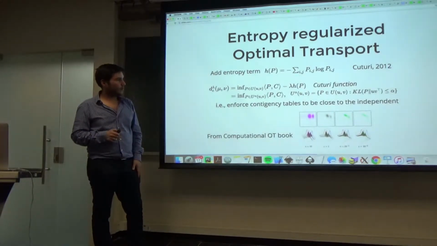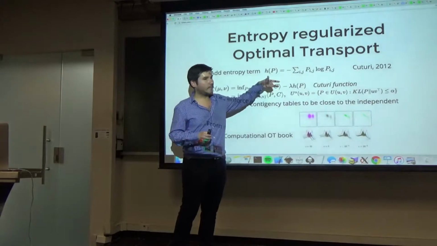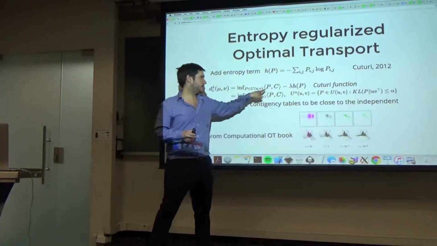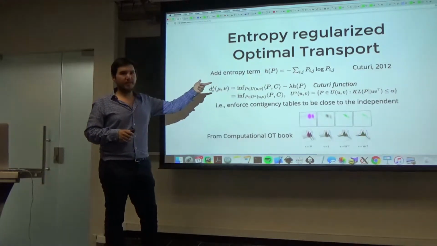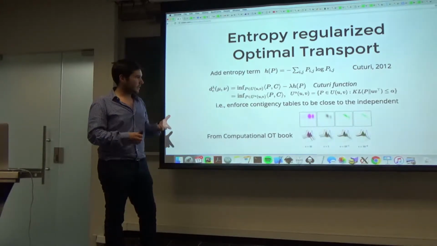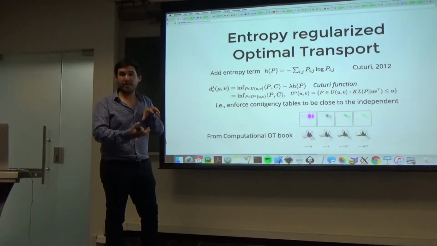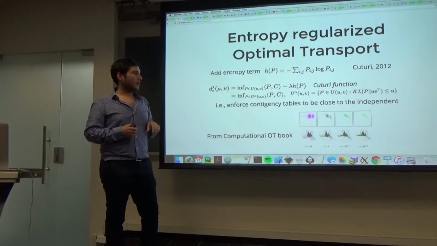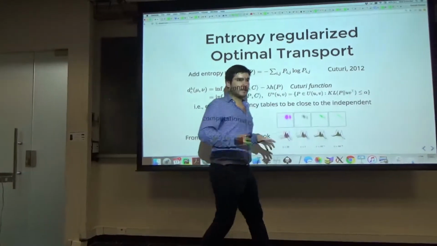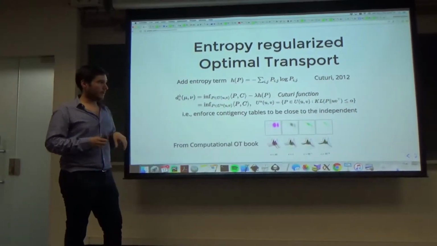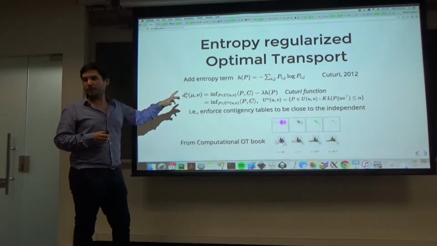There is one way of thinking about this: by duality, one can state this term as being part of the domain or the feasible set. Adding this penalization basically means that we are enforcing that our transportation plan is close to the independent transportation plan. So we have the KL-divergence between our plan and the independent plan, and that distance is small. Alpha is lambda? No, they are not the same, but they are related to each other.